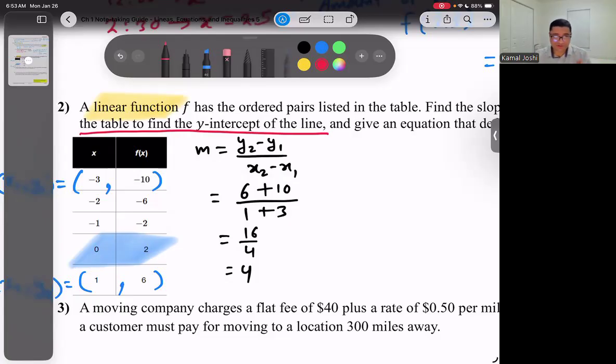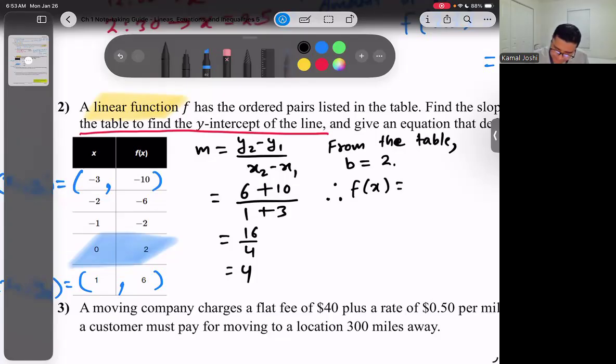When the value of x is 0, the value of y is the y-intercept. Definition. So you can say from the table b equals 2. So therefore, the equation of that linear function f of x will be mx plus b, right? 4x plus 2. M is 4, b is 2. Okay. So that is the answer to the question.